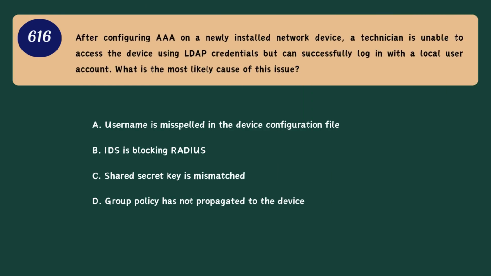Question 6-16. After configuring AAA on a newly installed network device, a technician is unable to access the device using LDAP credentials, but can successfully log in with a local user account. What is the most likely cause of this issue? A. Username is misspelled in the device configuration file. B. IDS is blocking RADIUS. C. Shared secret key is mismatched. D. Group policy has not propagated to the device.